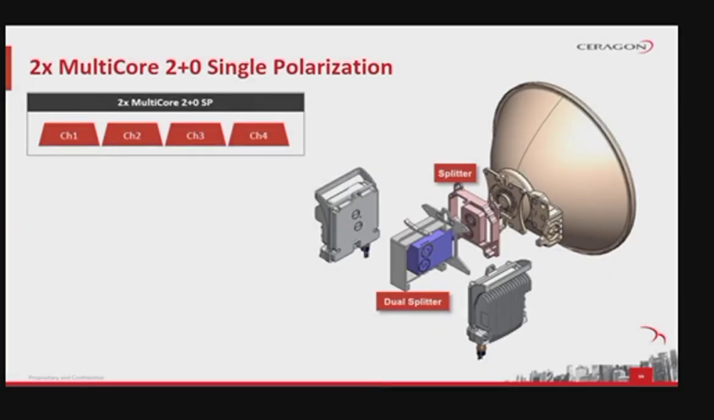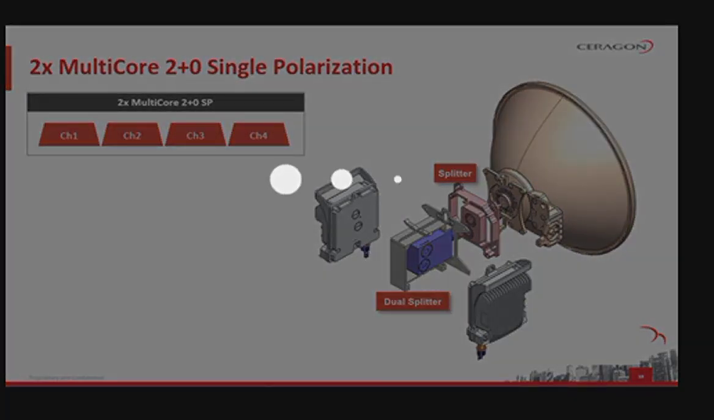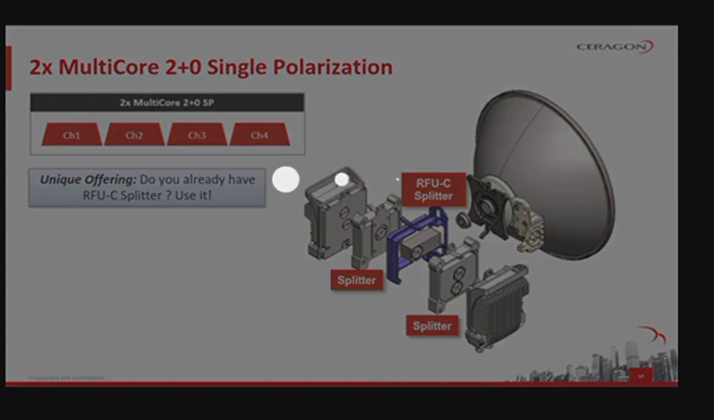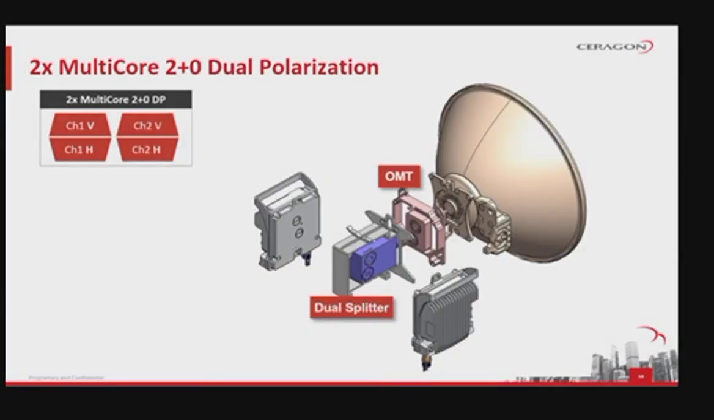This is the 2x2+0 single polarization configuration. A splitter and a dual splitter is needed in this scenario. For customers who already have RFUC splitter and wish to implement the same 2x2+0 single polarization configuration, 2 splitters will be required as shown in this slide. For the same 2x2+0 configuration but this time in dual polarization, an OMT and a dual splitter will be required as shown in this slide.